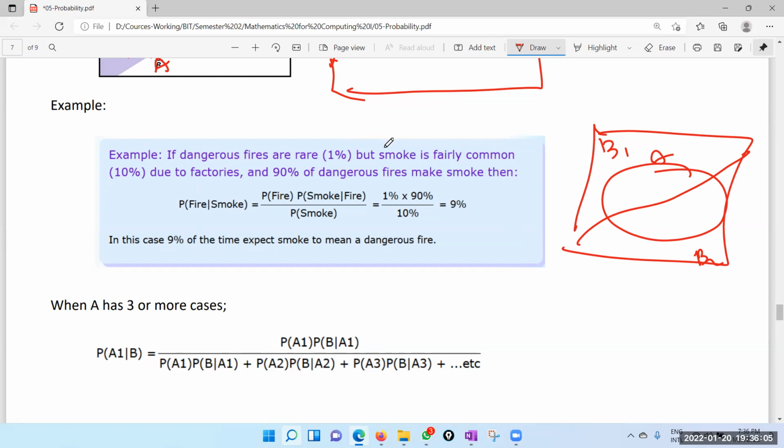So 1% fires are rare. 1%. Again, the chance of a fire is 1%. Then the chance of no fire is 99%. So this is 0.1, this is 0.9. Right? If this is 0.1, then not having a fire is 0.9.